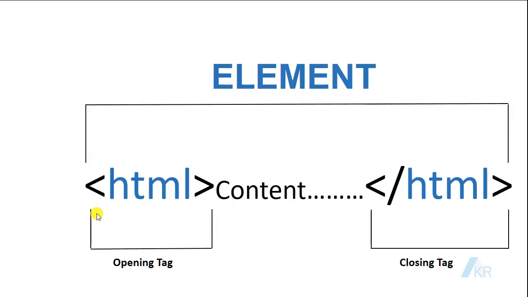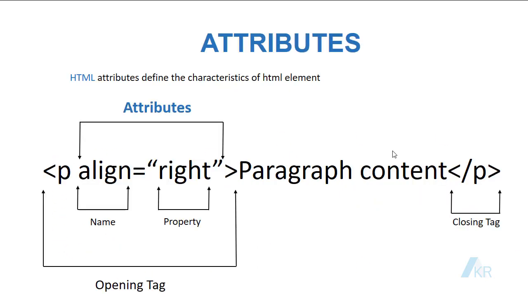This is how an HTML element looks like. HTML elements contain an opening tag, a content and a closing tag. Together they create an HTML element. HTML attributes define the characteristics of an HTML element. So you can see over here there is an attribute assigned in this element. It's a paragraph tag which has an attribute.